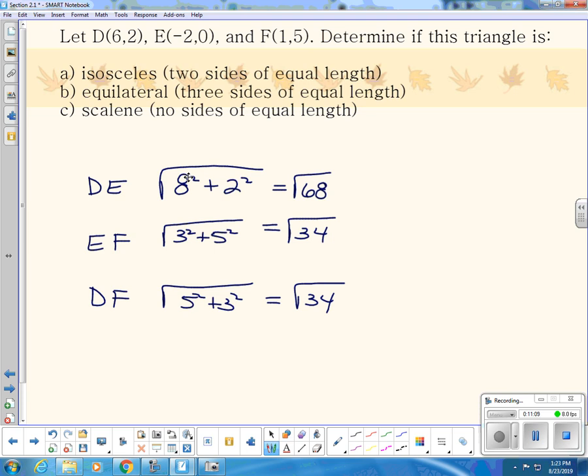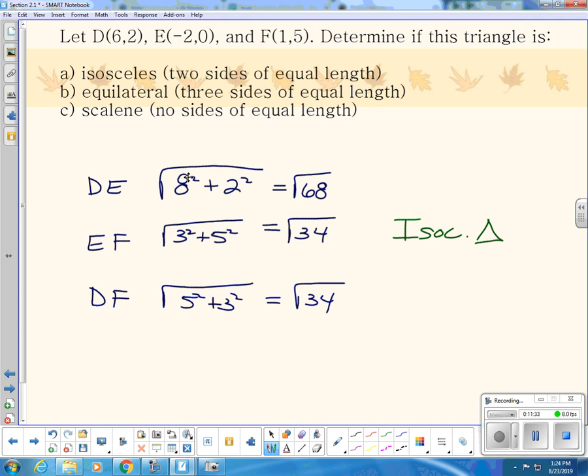But this is an isosceles, yes? Two sides look the same? Okay. You don't have to break it down because they were just asking you what triangle it is. Okay. Easy enough. So if they ask you what kind of triangle, there are 3 distances you have to find.